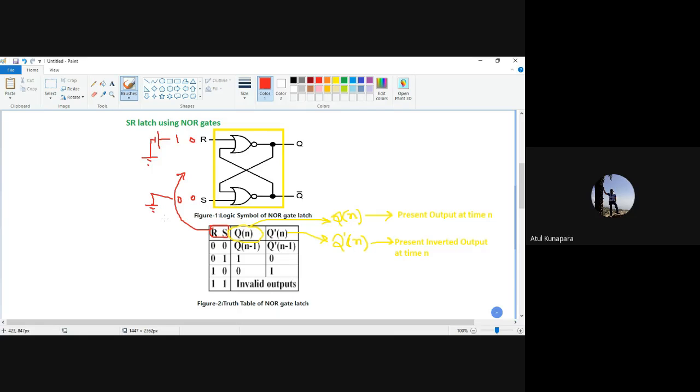Right? Ultimately, when I'm saying logic 0, it means 0 volt. And when I'm saying logic 1, it means something like 5 volt, or the logic voltage there. So ultimately, wherever it is mentioned to give logic 1, there only you have to give the supply connection. Otherwise, it will be grounded.